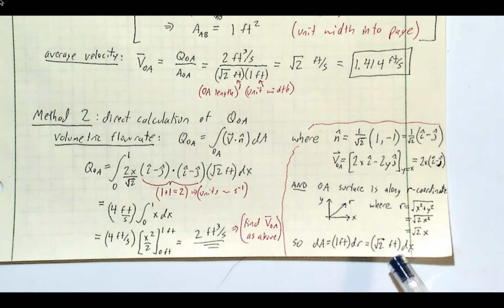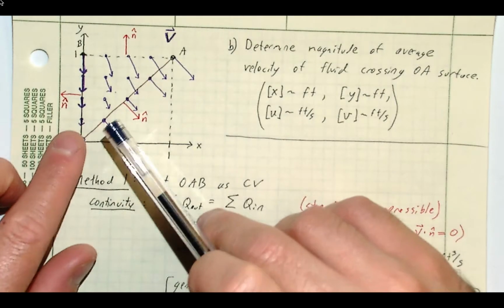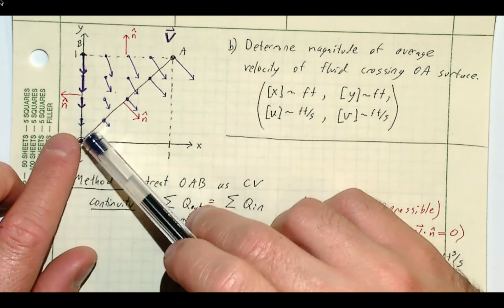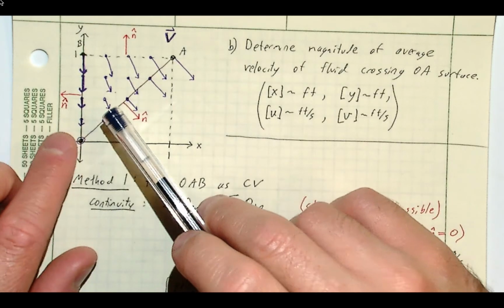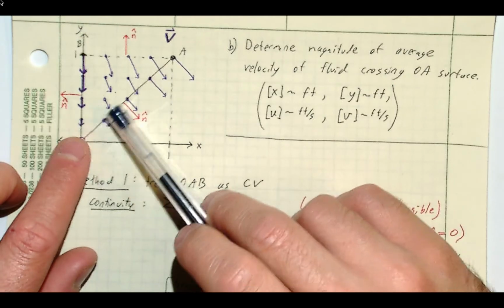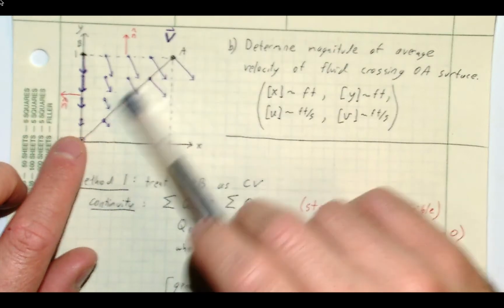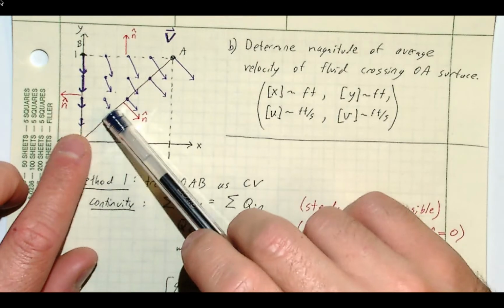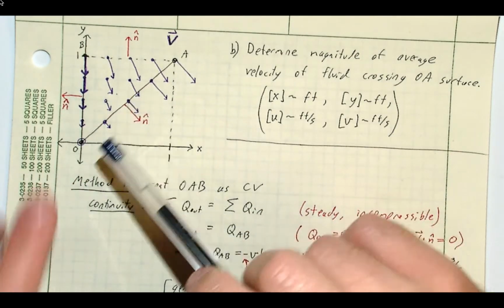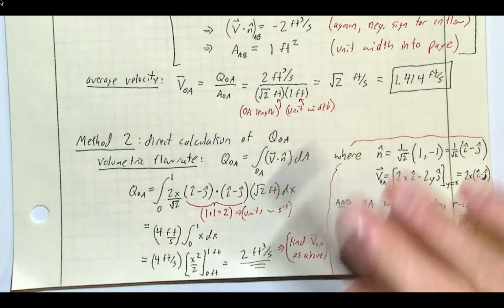So our dA, the only reason for doing this is to say we can integrate in x. But every time we take an infinitesimal distance in x, our actual area has a size of root 2 as we go along this line. All right, so back to our volumetric flow rate definition.